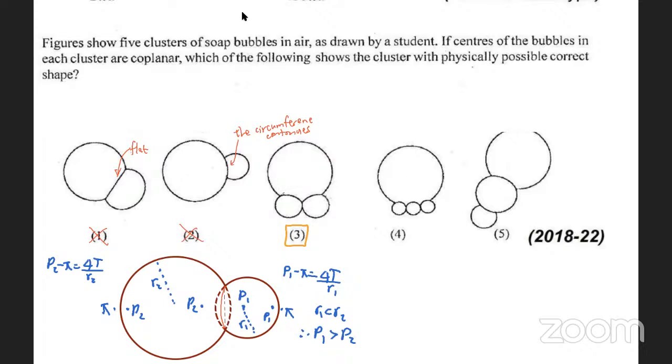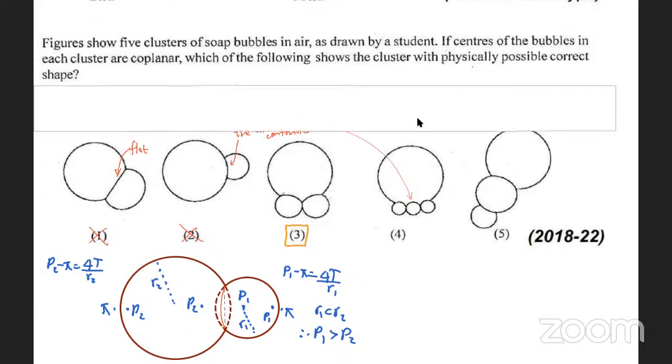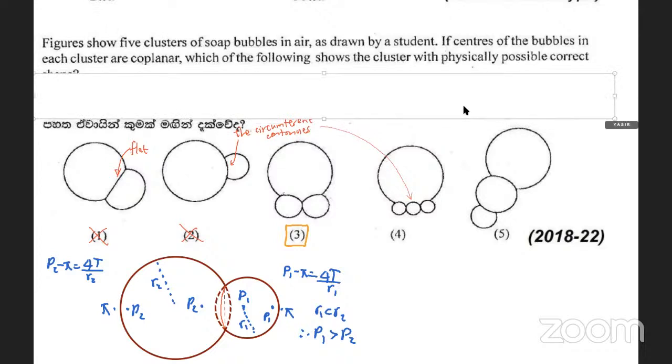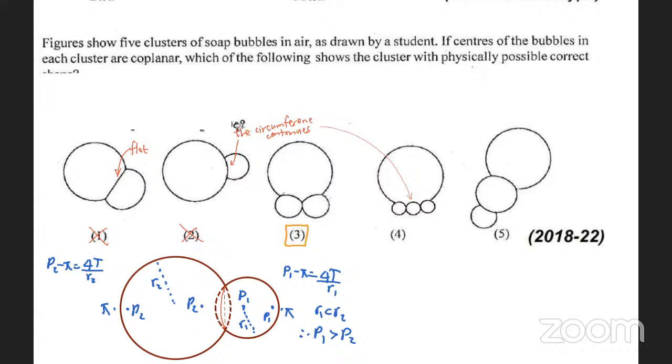Here again, same problem. Here also the same problem: the circumference is continuing. And here, what's the issue, people? Here this part is wrong. This part is incorrect because it should have been towards the other side, like this. That's why it's wrong. So the answer is the third.